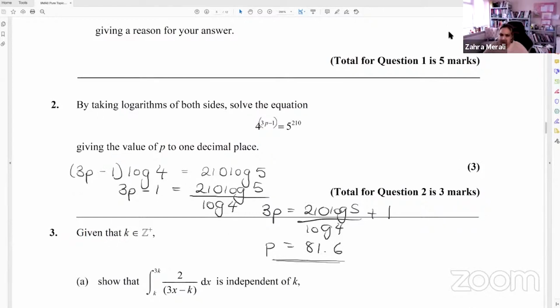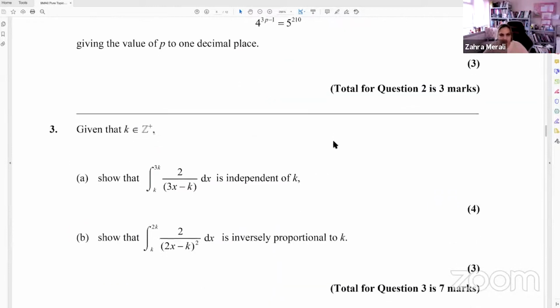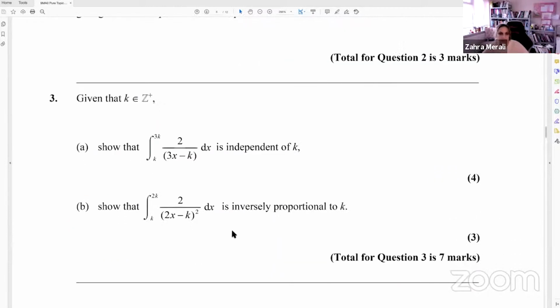There's a random integration question in here, but we'll do it anyway. I guess maybe it comes out with ln, let's see. So given that k, okay, so this means it's a positive integer. Show that the integral between 3k and k is independent of k. All right, so we're just going to integrate. Whenever we integrate 1 over something, the integral of 1 over x is ln x, plus c.